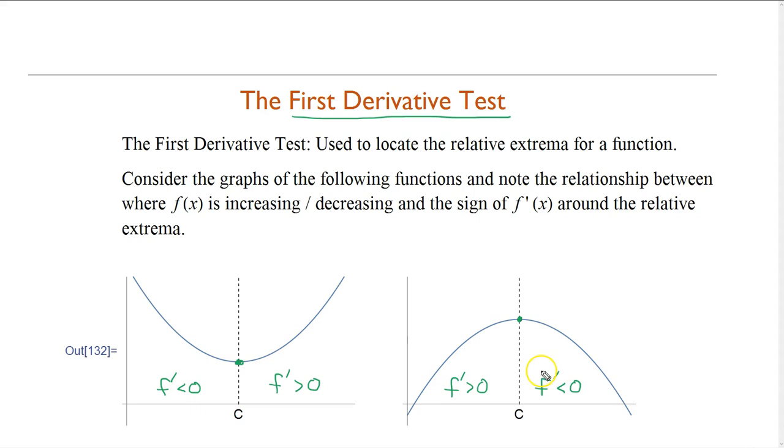So we can use this to create a test to identify relative extrema. If we have a point where our derivative is 0 or does not exist, and we see that to the left of that number our derivative is negative and to the right it is positive, then we know that we're going to have a relative minimum. Or if we see that to the left of that number our derivative is positive and to the right it is negative, then we know that we're going to have a relative maximum at that point. And that's our first derivative test.